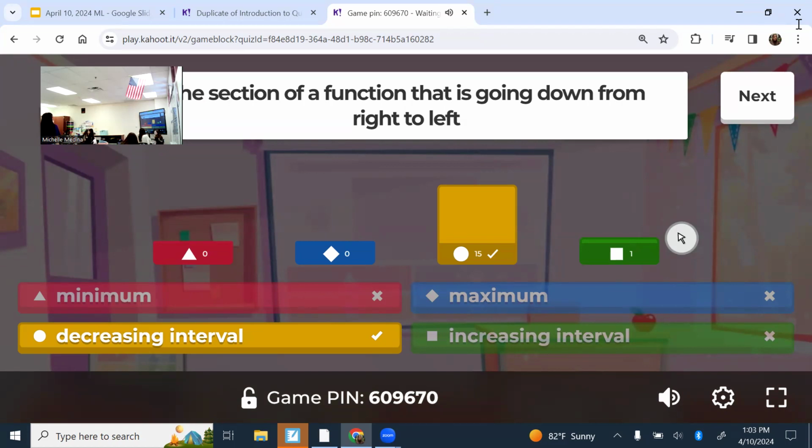Okay, I feel like this is wrong, actually. I think it should have been green, because if it's going down from right to left, it's actually increasing. Don't you agree with me? I think there's some error in the question making. I'm pretty sure it's supposed to be increasing.